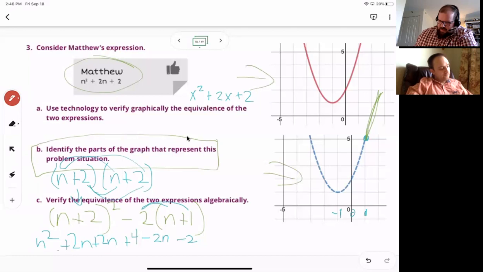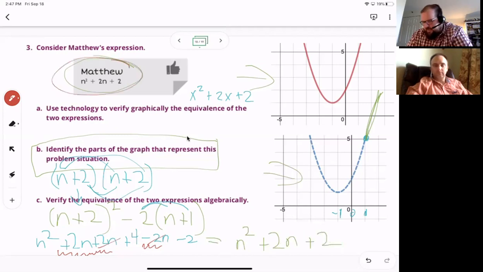Cool. I also notice we've got 2n plus 2n minus 2n. Could I just cross out two of those 2n's since one's plus, one's minus? Well, I'd cross out one of those 2n's, but yes. Well, I need to cross out two of the 2n's. Oh, that's true. I see what you're saying. Brilliant, Mr. Carlson. What about the 4 and the 2? 4 minus 2, I can do that. It's 2. I like it. So we have n squared. We still have 1 2n. And then we have a 2. And hey, that looks a heck of a lot like Matthew's expression. We did it. Don't tell them anything about this, but we just did a proof.